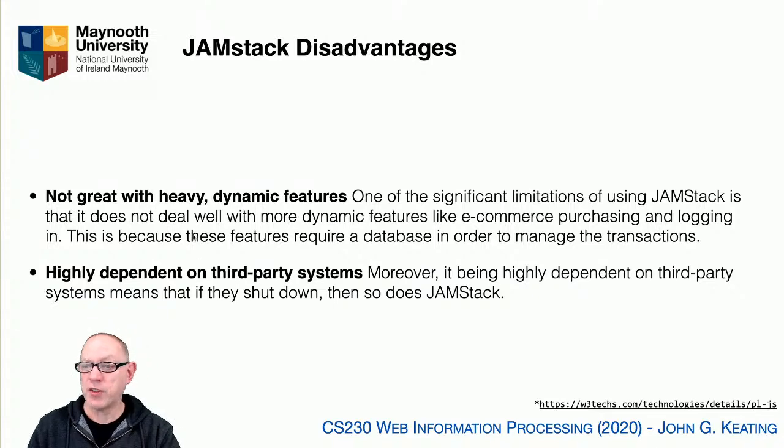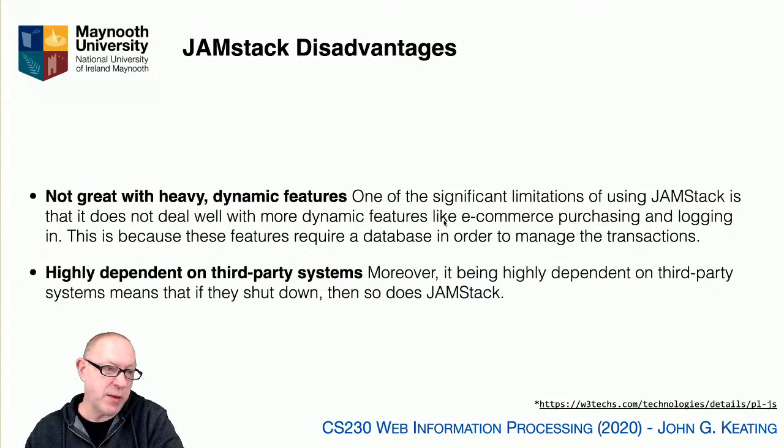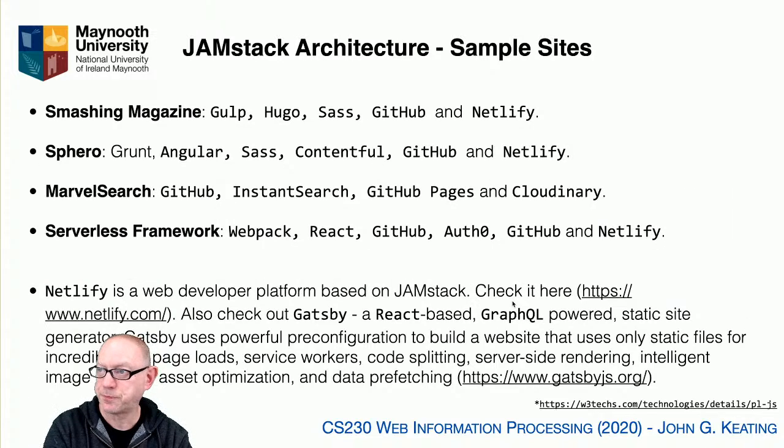The disadvantages: they're not great with heavy dynamic features. They're good for static type stuff. One of the significant limitations is that it doesn't do well with dynamic features like e-commerce, purchasing, logging in, all that kind of stuff. Those features require a database. And if you have a database like this, you don't really have the JAMstack. And they're highly dependent on third-party systems. So being dependent on third-party systems means that if they shut down, so does JAMstack. Okay, it's a real problem.